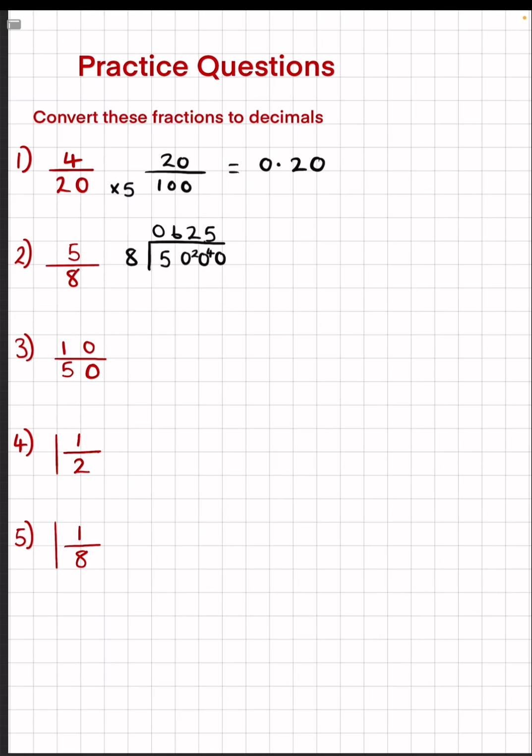Since we multiplied by 1,000 to make this number 1,000 times bigger, we need to do the opposite and divide by 1,000 to make it 1,000 times smaller. To divide by 1,000, we move the decimal point 3 places to the left, so 1, 2, 3. So the answer is 0.625.